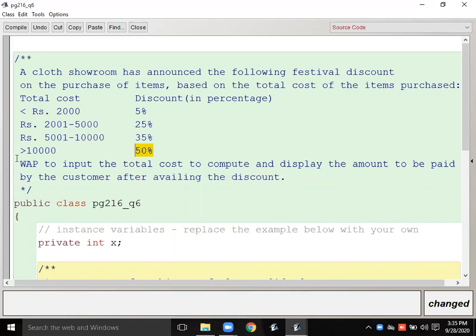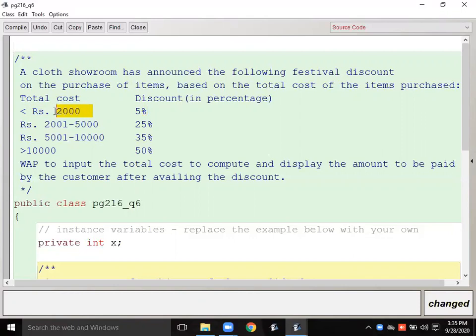Okay, then write a program to input the total cost, to compute and display the amount to be paid by the customer after availing the discount. See, first of all, we have to calculate the discount. 5%. 5% means what? 5% of the given cost.